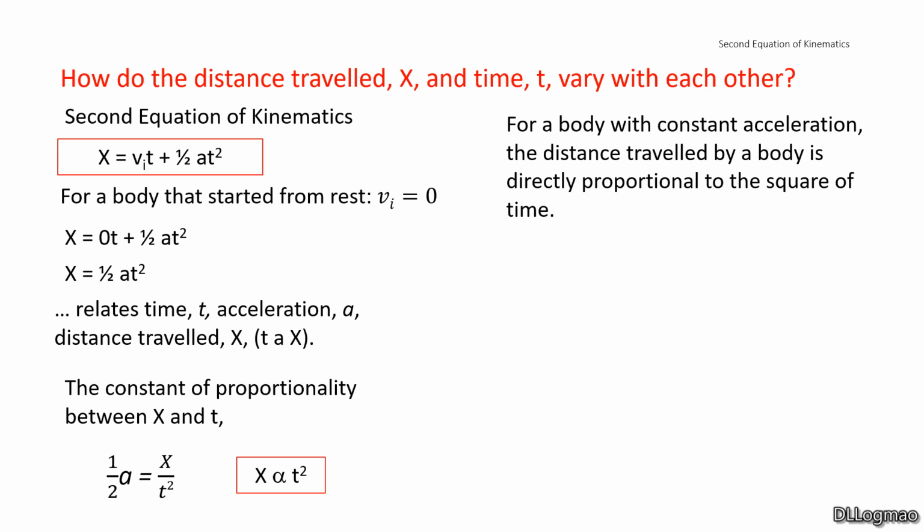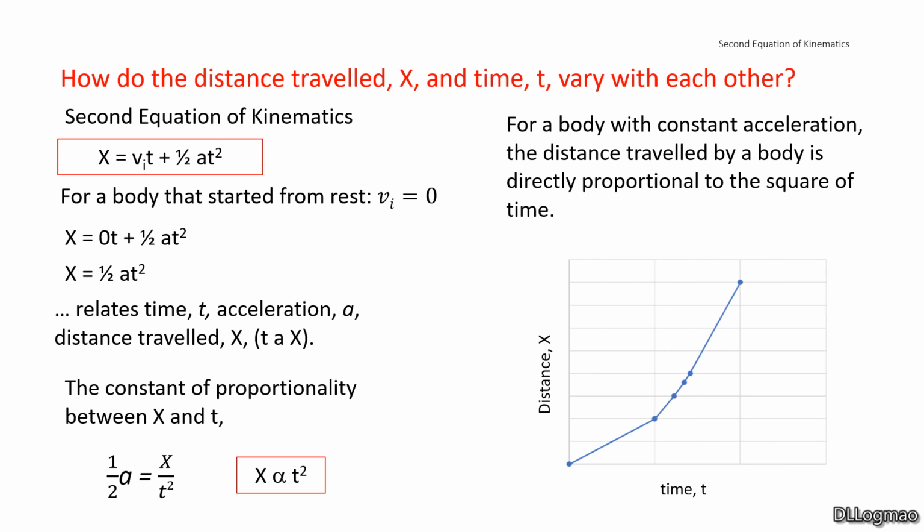For a body with constant acceleration, the distance traveled by a body with constant acceleration is directly proportional to the square of time. The graph of the relationship between distance traveled and time of travel is a parabola that opens upward, suggesting a direct square proportion between these variables.